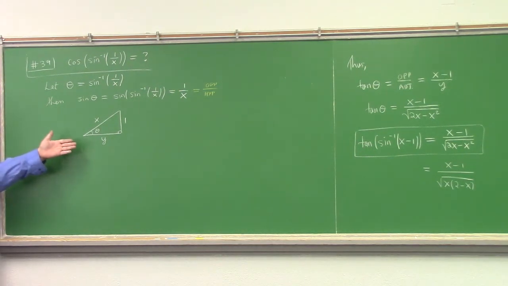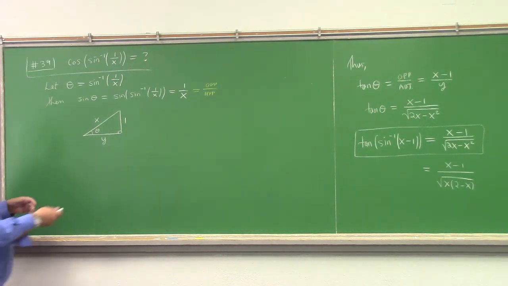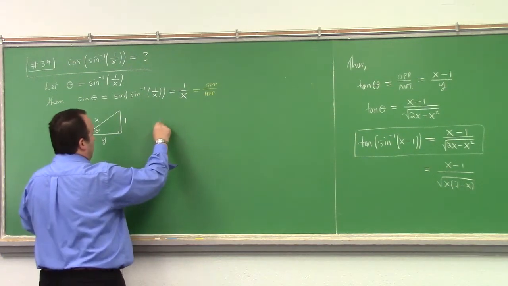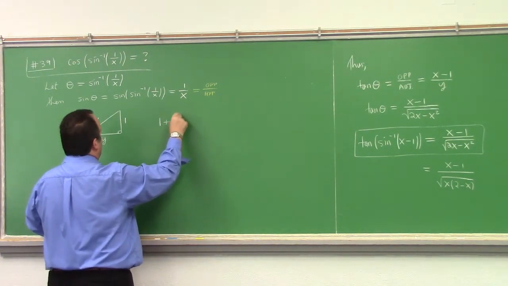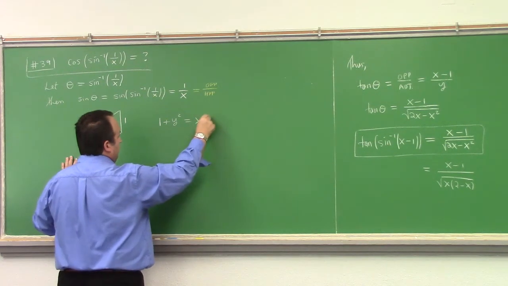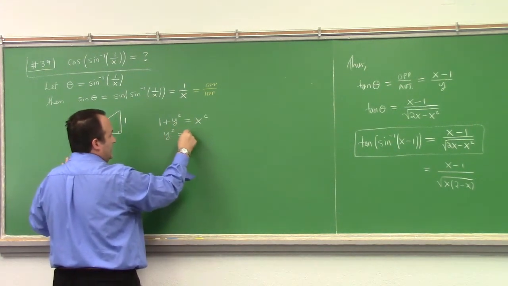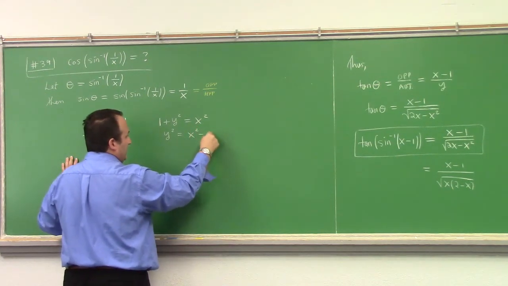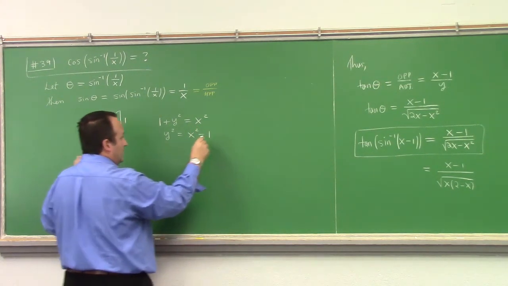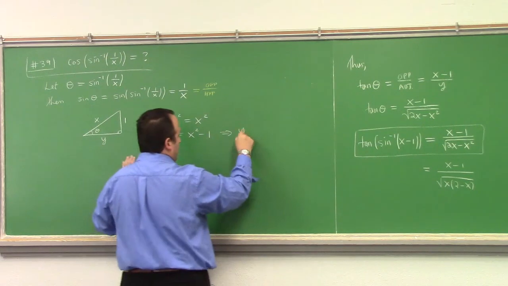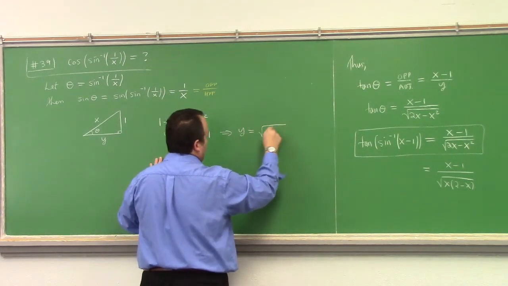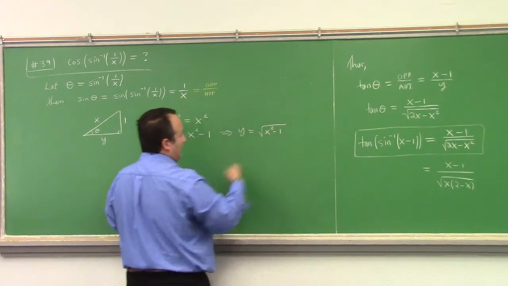So we have this, then we do what? Pythagorean Theorem. So 1 plus y squared equals x squared. The algebra is a little bit easier here. y squared is equal to x squared minus 1. So therefore y is the square root of x squared minus 1, right?